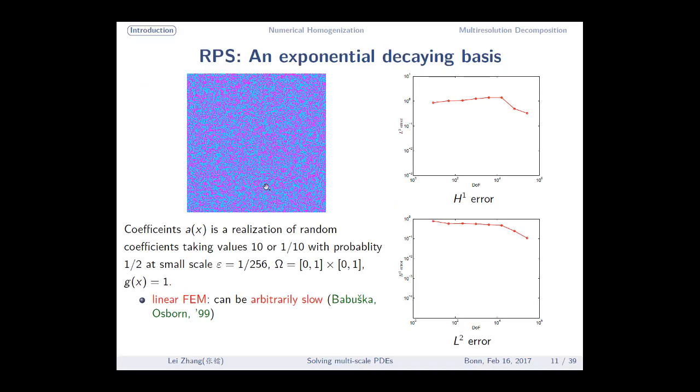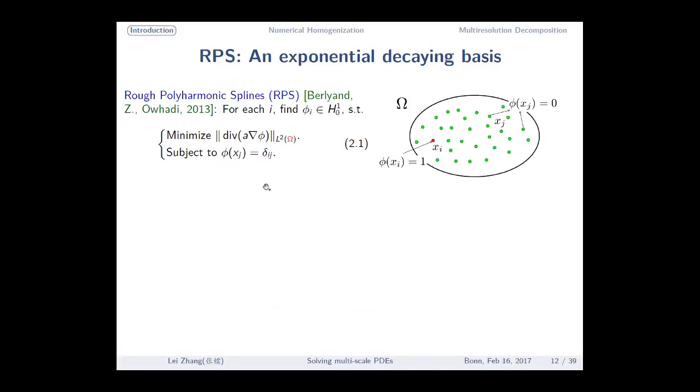Okay, so there are some numerical examples. This is just this RPS. This coefficient is just some random media, some realization of the random media. If you choose the linear finite element, you have a long pre-asymptotics. And the rough polyharmonic splines are defined like this: it will minimize the L2 norm of divergence A gradient of this, subject to this constraint. So why do we do that? Actually, at the beginning, we didn't realize this Bayesian framework.